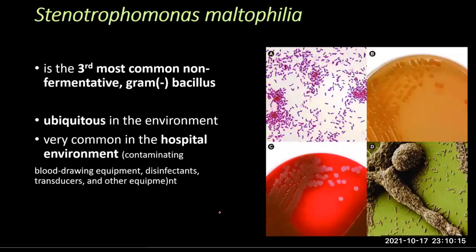Next, we have Stenotrophomonas maltophilia. This is the third most common non-fermentative gram-negative bacillus. Again, widespread in the environment, ubiquitous. The isolates are found in water, sewage, and blended materials. They're very common in the hospital setting where they can be found contaminating blood drawing equipment, disinfectants, transducers, and other equipment. So they're not really that good after all.